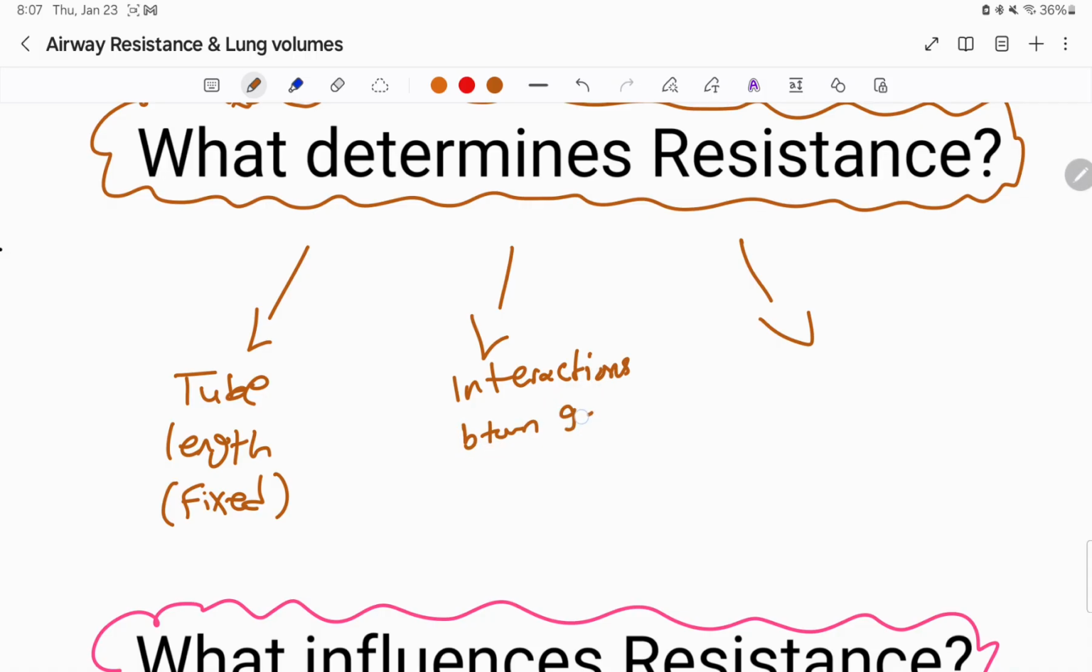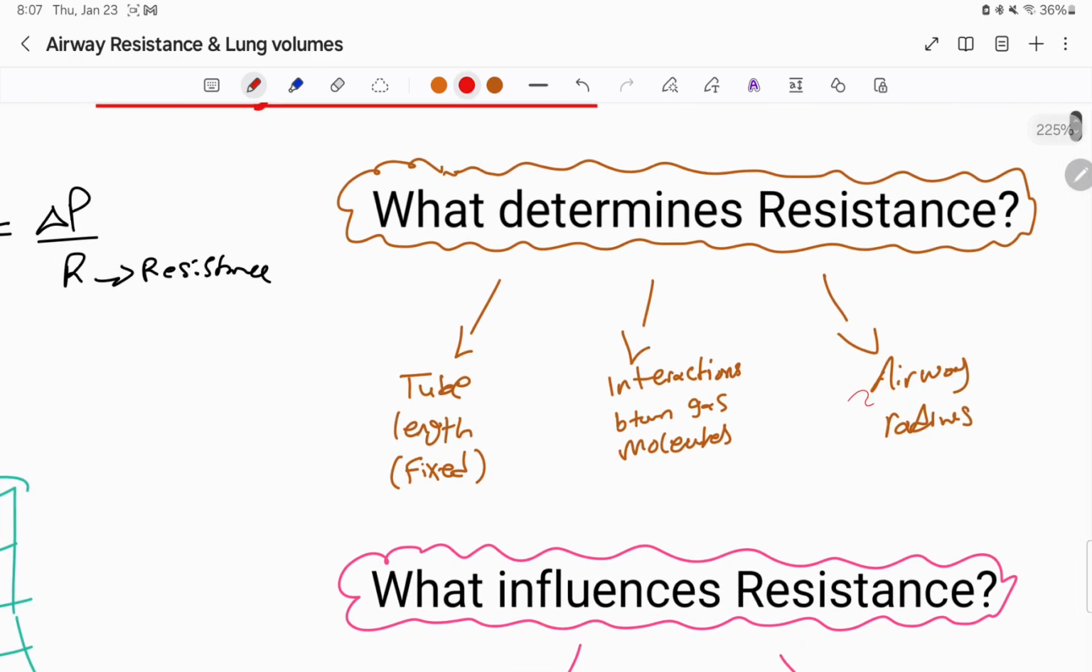Between gas molecules, and this can determine laminar or turbulent flow. We won't touch on this too much today. But really, the thing that is very important when it comes to airway resistance is going to be friction. And that friction actually arises from airway radius, which is actually highly regulated. And by the way, this right here is by far the biggest contributor to this resistance. By far the biggest contributor.